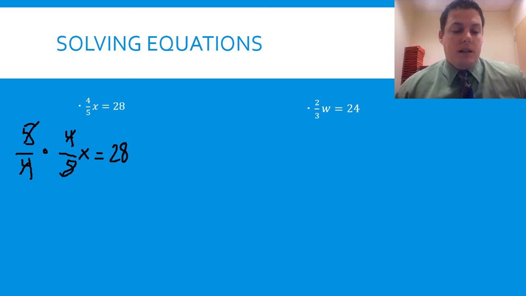I want x by itself. So since I multiplied by 5/4 on that side, I have to do the same thing to this side. Multiply by 5 over 4. I'll just write that over 1 to make it easier. So x equals 28 over 1 times 5 over 4. I'm going to just rewrite it down here.